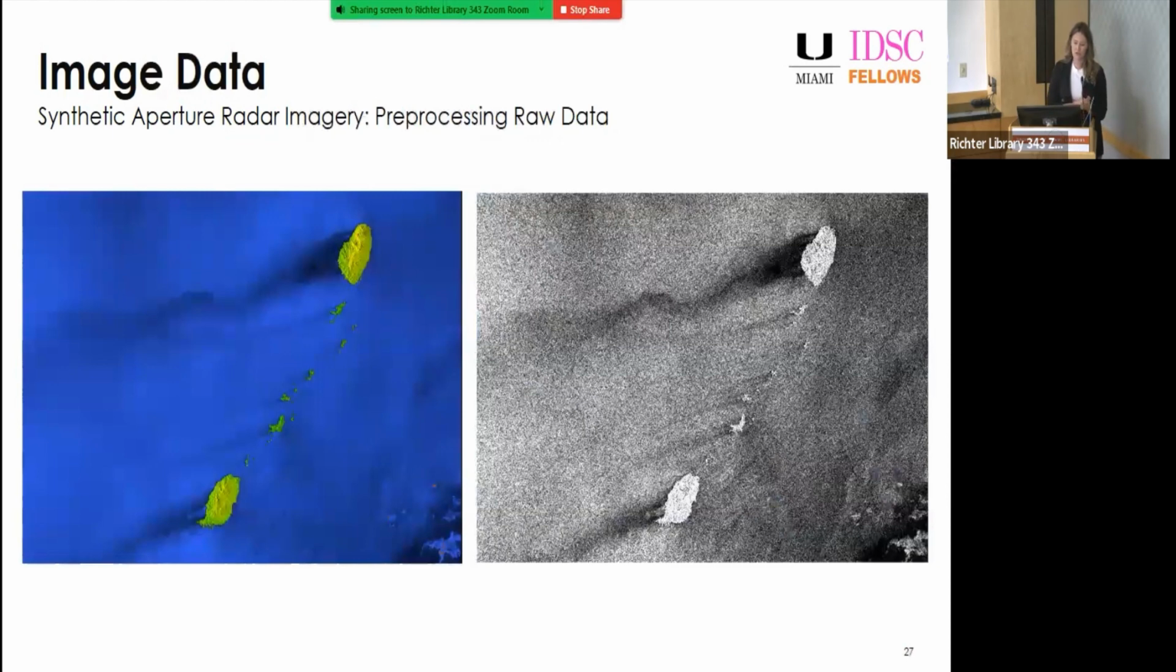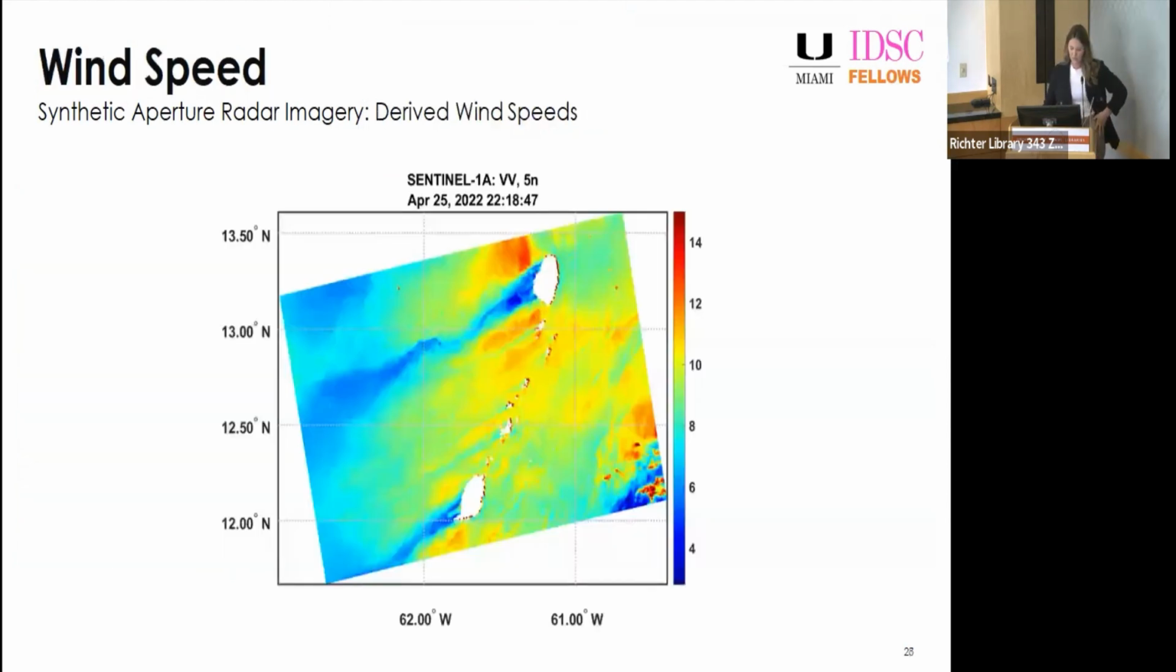So the image data. Here, the synthetic aperture radar imagery is really good because it's able to image both at nighttime and also through cloud coverage. That's why it's a really good remote sensing imaging modality to study island wakes, because of course, if you have high wind or a specific place that you want to look at, optical imagery from satellites is not going to be able to see through those clouds and really parameterize your island.